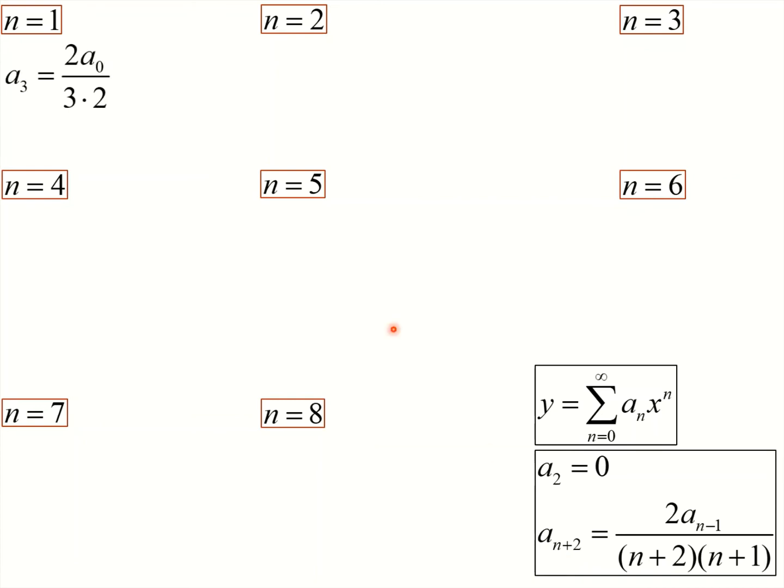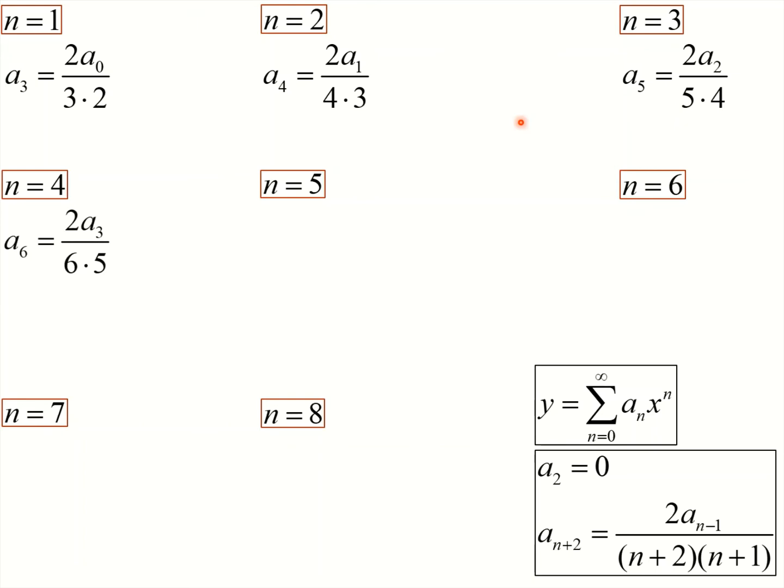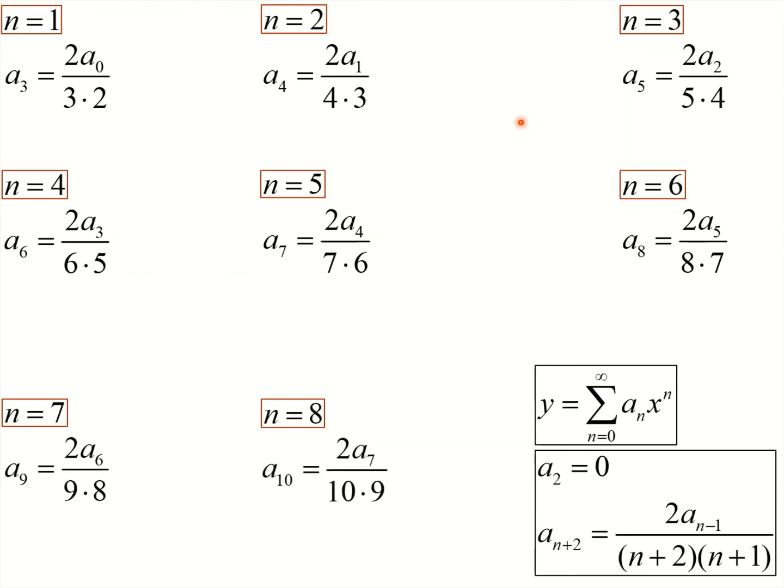So this one, for instance, I plug n equals 1 in here, and I end up getting 2a naught over 3 times 2. The next one, I have a 4 times 3. And we'll continue. This one right here is 2a2 over 5 times 4. And so I'm just going to go ahead and plug them away just like this. And you can see, if you actually write out 8 or 9 or 10 of them, that they're really pretty simple to write out. You see the pattern and you're adjusting each time you see the next n.